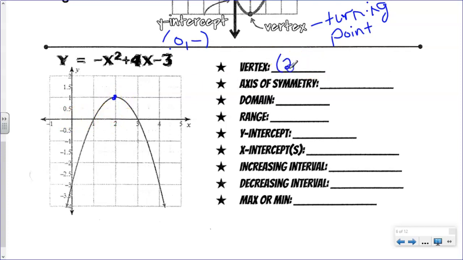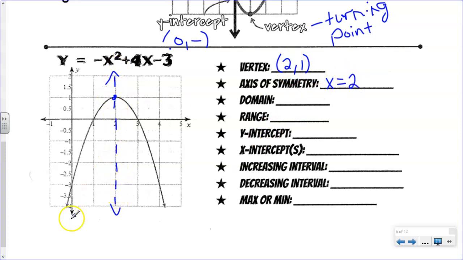So this would be at 2, 1. Now, the axis of symmetry is an imaginary line that goes through the vertex. So that is a vertical line, so it's going to be x equals whatever the vertex's x value is. In this case, it will be x equals 2.